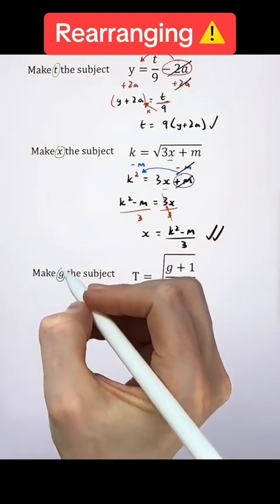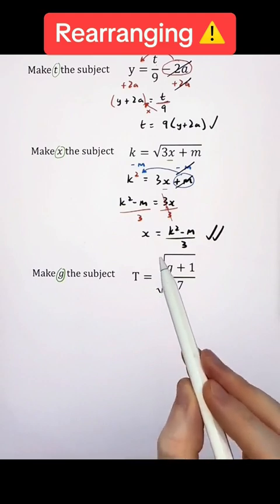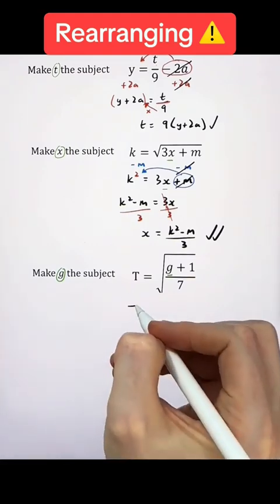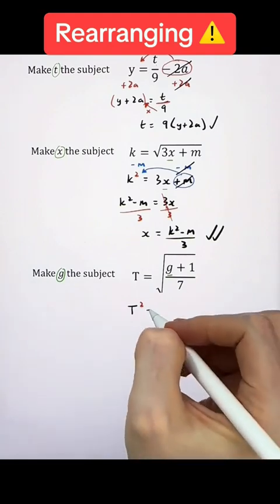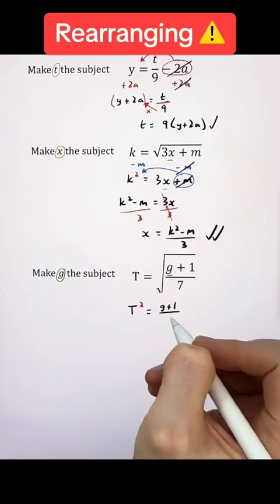Make g the subject. Our first step is to locate the term g. Before I can get at that g, I can see everything on the right-hand side is underneath the square root. Well, the opposite of square root is to square. On the left-hand side, I just had capital T. I've now squared it, so it's now become capital T squared. On the right-hand side, I'm just going to be left with whatever's inside the root, in this case, g plus 1 on the top over 7.